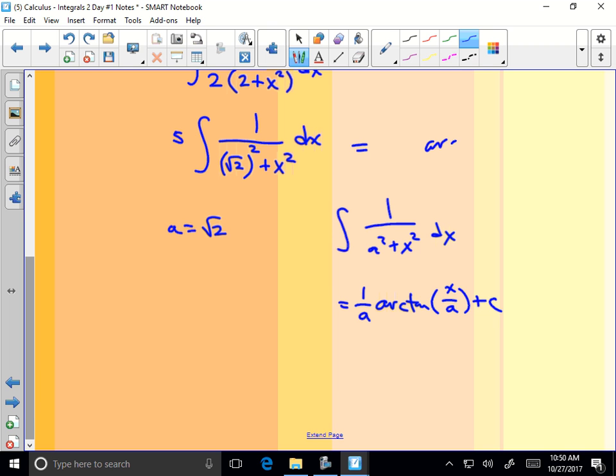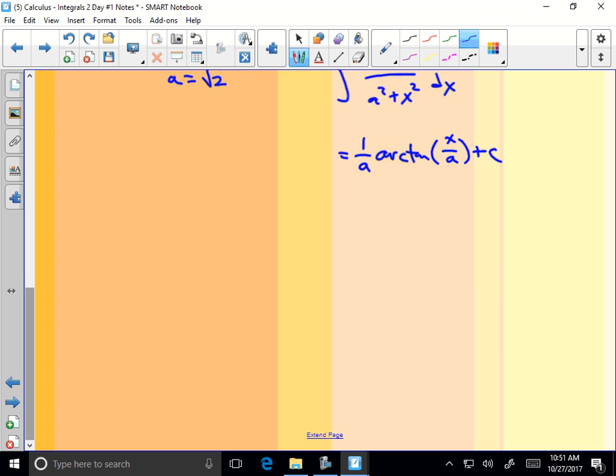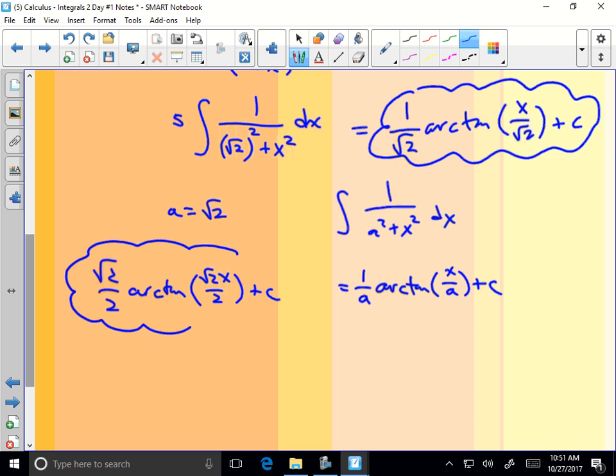I know this is an arctangent integral. I'm going to take x over a, and I'm going to take 1 over a on the outside. Now that would be definitely an acceptable answer, but a varsity answer, that would be root 2 over 2 arctan of root 2x over 2 plus c. Either of those two would be acceptable. Because you've rationalized the denominator, there's no radical in there.